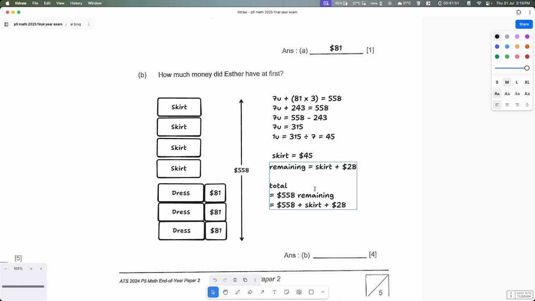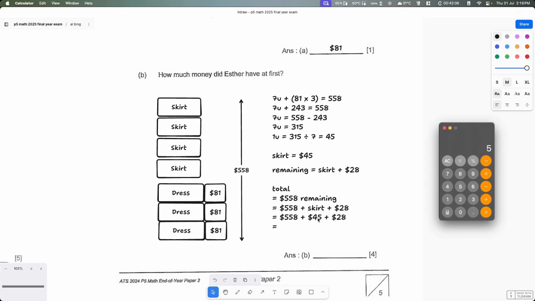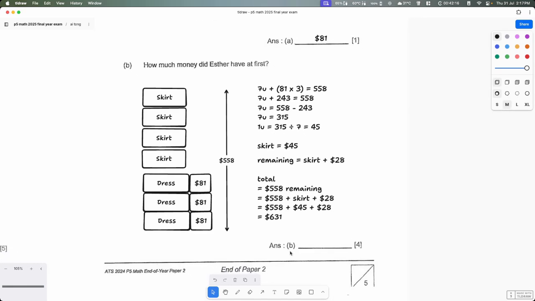We know that the remaining is skirt plus 28. So we have 558 plus the skirt, $45, plus 28. And what would this give us? This will give us $631. That's it, and that is essentially the answer, $631.